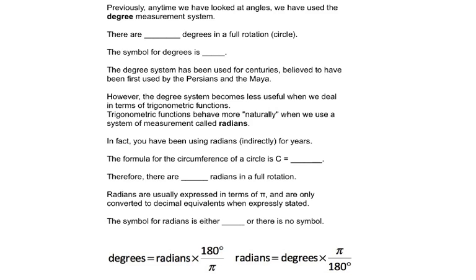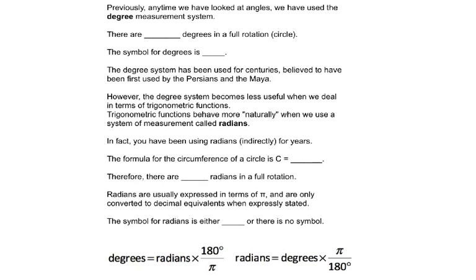So far, any time we've looked at angles in our whole school career, we've always talked about angles in terms of degrees. While degrees have been around for centuries, 4,000 to 5,000 years in fact, degrees actually become less useful when we start talking about trig functions. That would be sine, cosine, and tangent. But there is a relationship between degrees and the system we're going to talk about called radians.